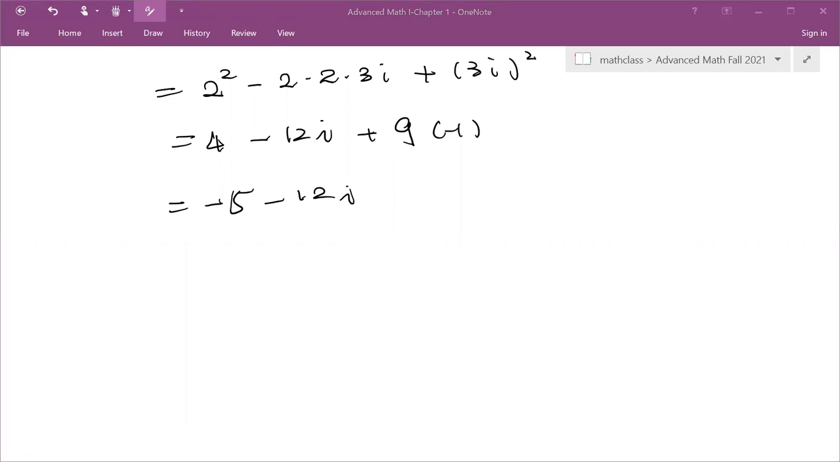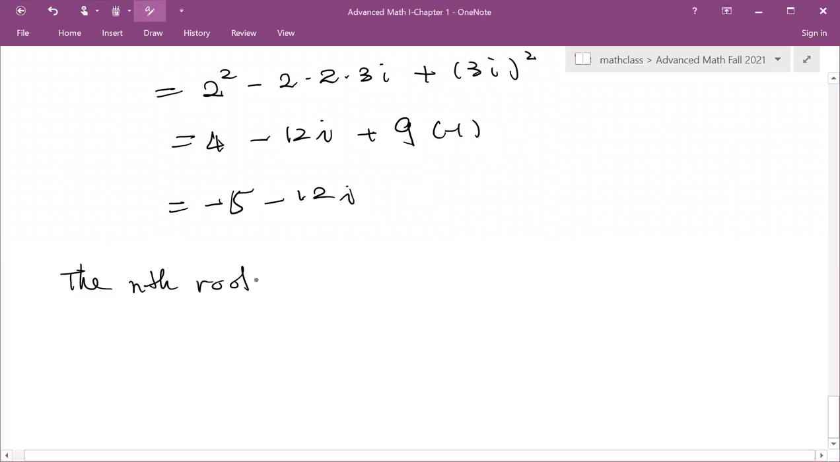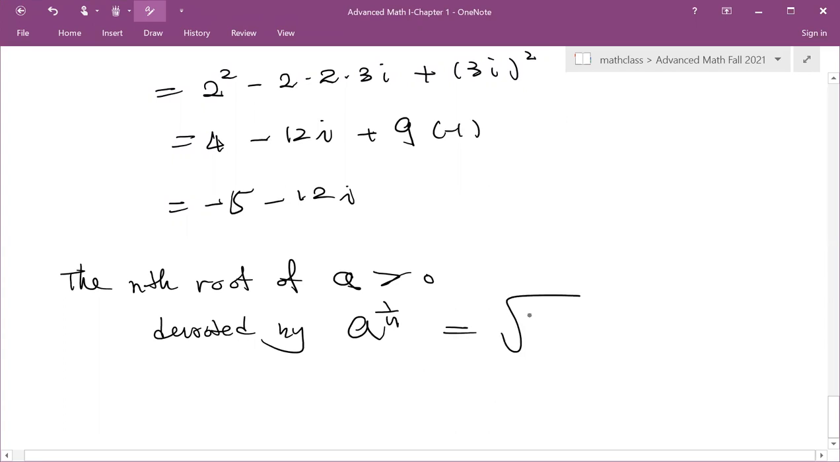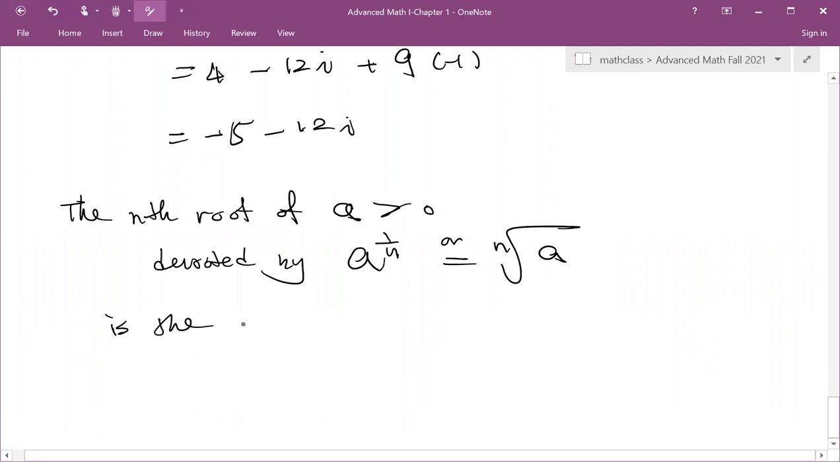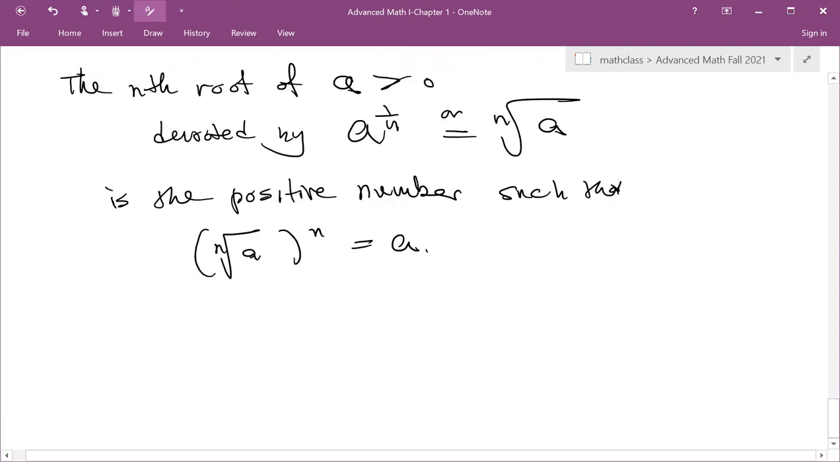Now we have to think about the nth root. Then the nth root of a generalizes the square root. For simplicity, I assume that a is positive. The nth root of a is denoted by a to the 1 over n, and this is going to be the positive number such that the number to the nth power is equal to a.